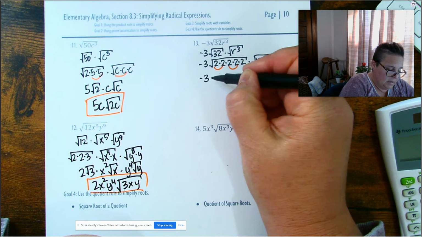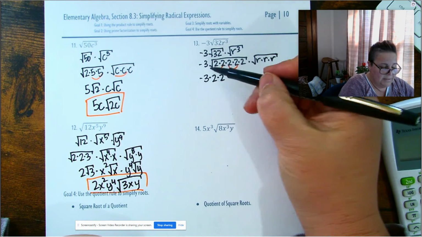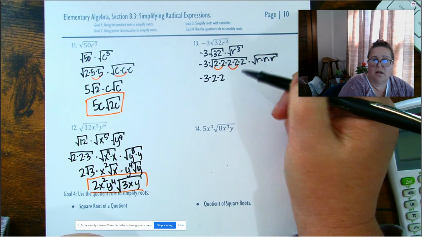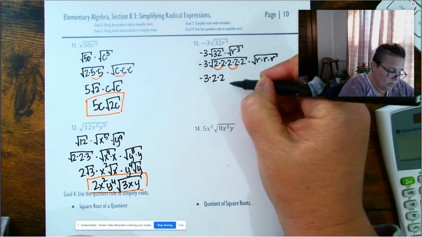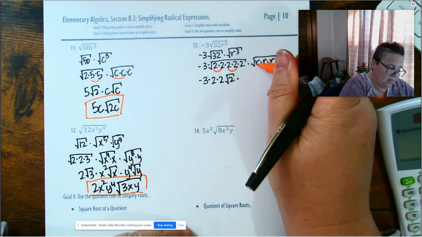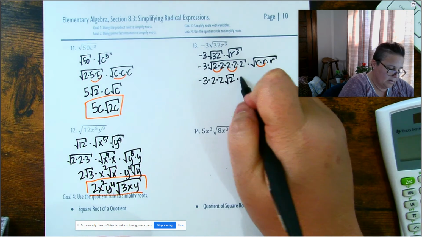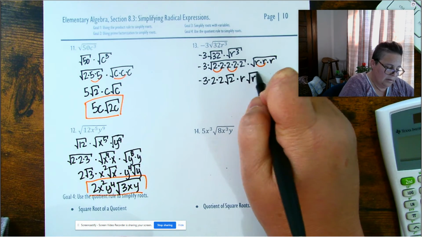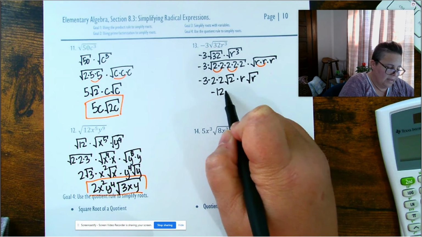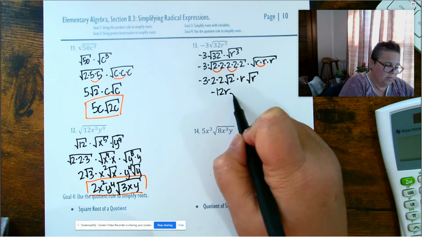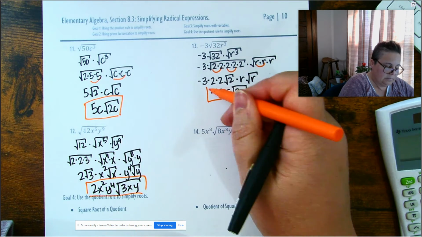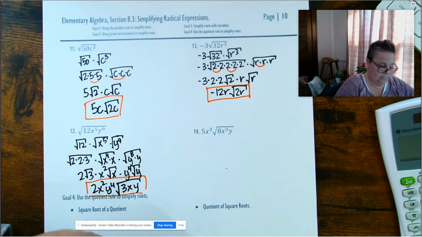This can be a negative 3 times 2 times 2. Notice that negative 3 is multiplying, so I'm just keeping that negative 3 along. Now, I'm going to have a square root of 2 left times r squared. I got a pair of r's, so I can pull out an r. So negative 3 times 2 times 2 is a negative 12. That r can come out, and the 2 and the r are both underneath, so I'm going to leave them underneath. There we go.